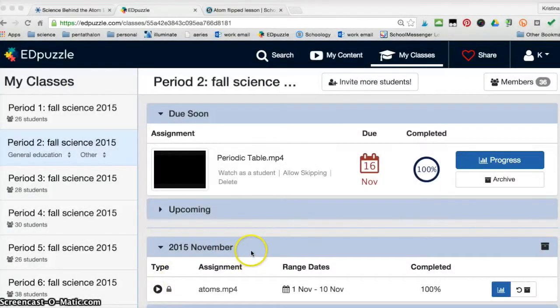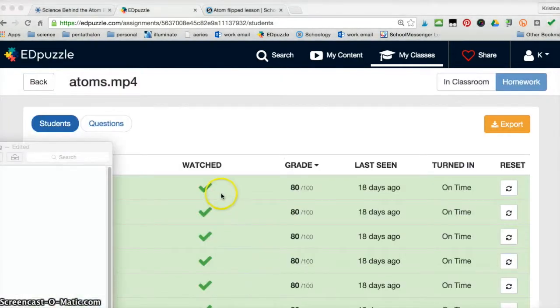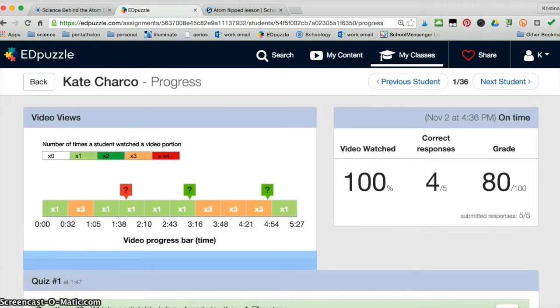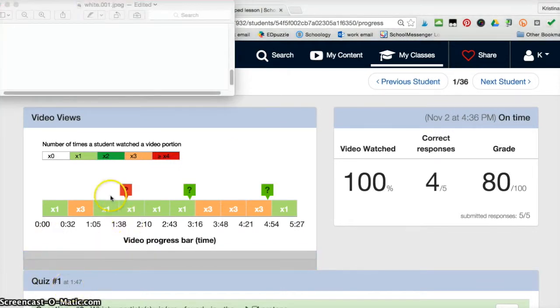I like Edpuzzle because I can go over here and look at their progress. It tells me if they watched the video or not, their grade on the video, and if they did it on time. I can click on an individual's information, and it will tell me the number of views they did, if they got the answers correct, or if they struggled on it.